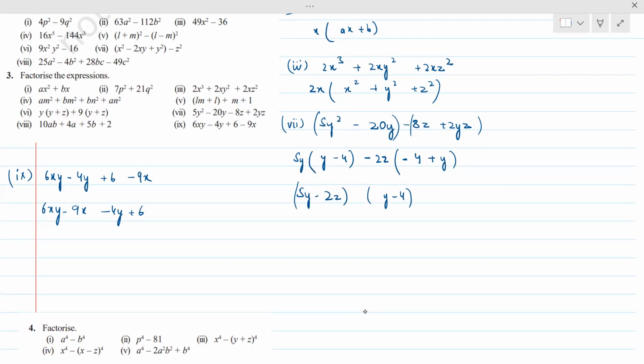Okay, now we take 3x common, which will give us 2y minus 3, and minus 2 outside, which will give us 2y minus 3. So it is (3x minus 2)(2y minus 3) common. Okay, this is about question number 3.